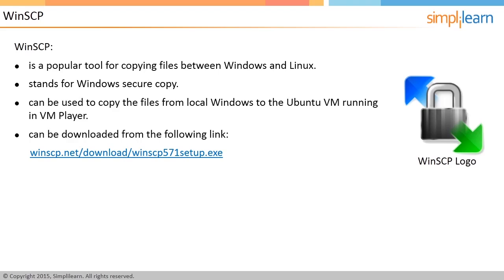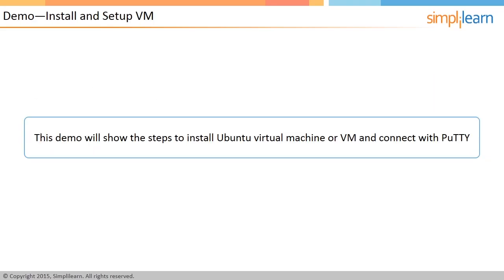If you need to work on an operating system other than Linux, you can access the software provided by VMware. PuTTY is a popular, free tool for connecting to Linux systems from Windows through a remote terminal. WinSCP is a popular tool for copying files between Windows and Linux. This demo will show the steps to install Ubuntu Virtual Machine, or VM, and connect with PuTTY.